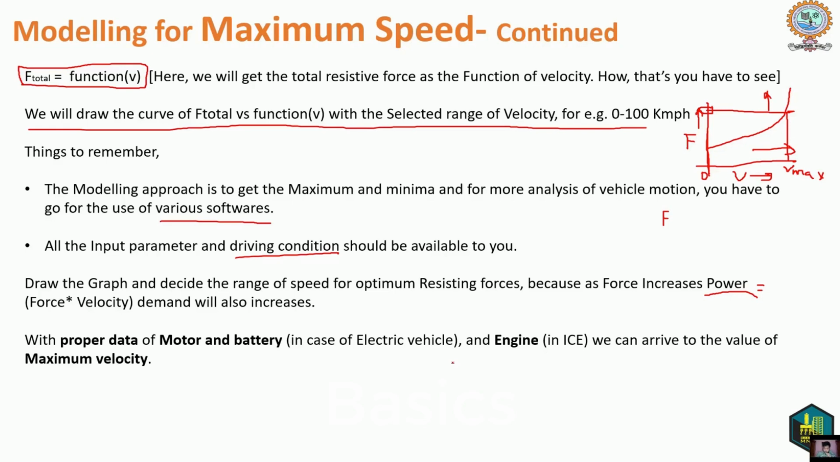So from here you know the force and the maximum resisting force, and accordingly you have a model for maximum speed. Why am I saying speed instead of velocity? Because I'm taking a range from 0 to Vmax. Whether the vehicle is moving in the negative or positive direction, I'm not considering. I'm considering that the vehicle is just moving, starting from 0 and going to the maximum speed. If you have proper data of the motor and battery in the case of an electric vehicle, or the engine, you can arrive at the maximum velocity.